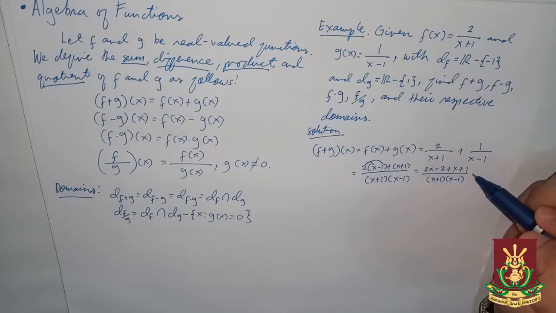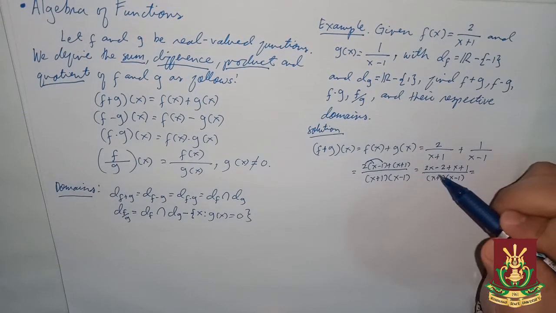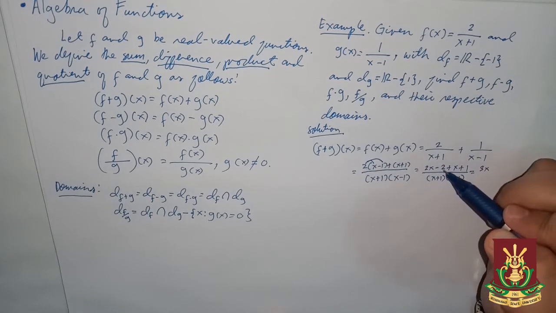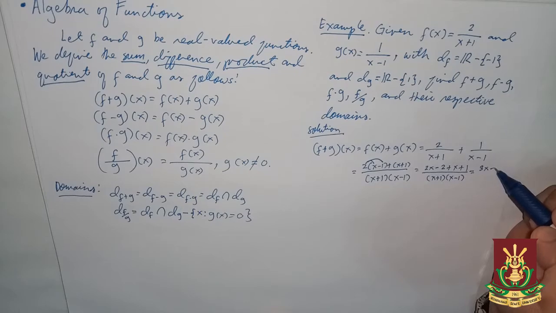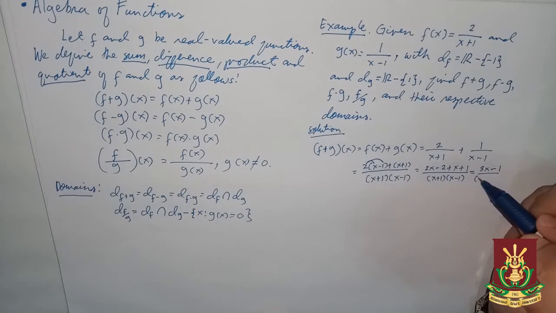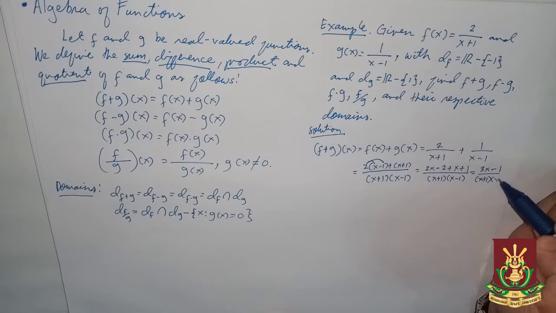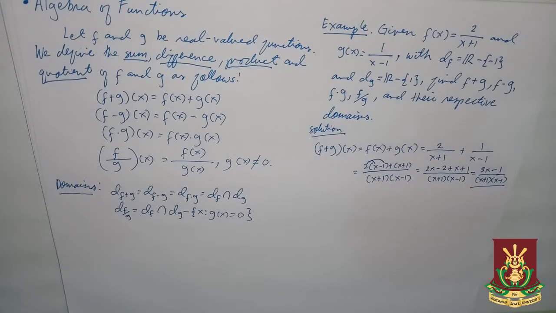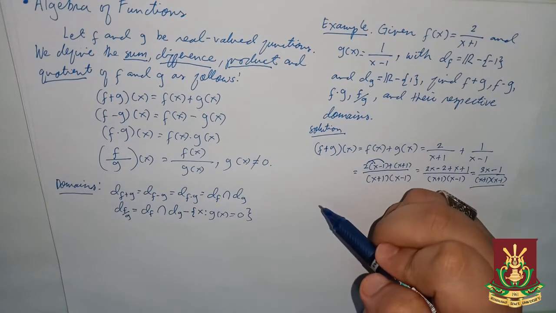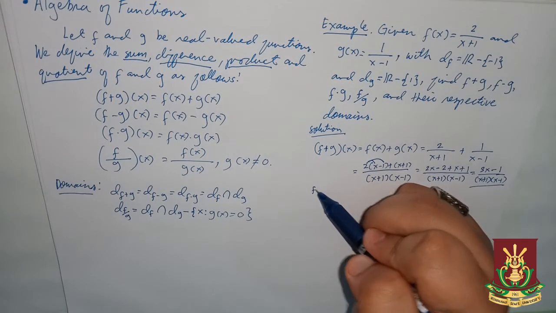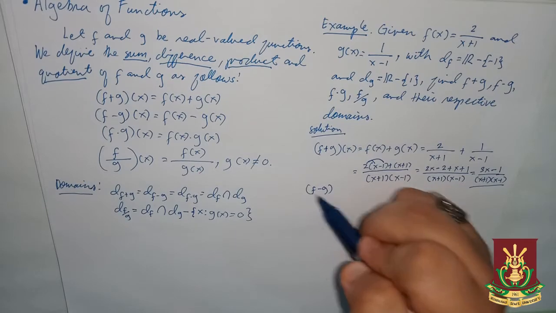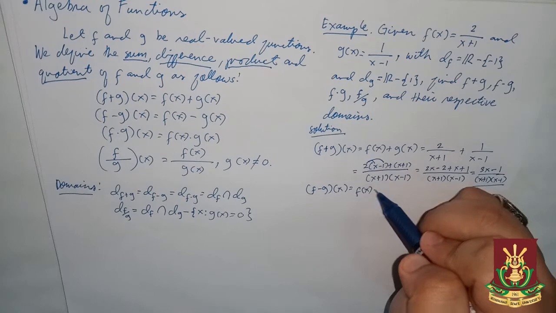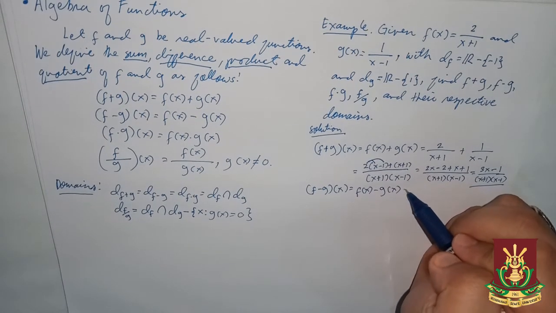Finally, we will have 2x plus x, which is 3x, -2 plus 1 equals -1, all over the quantity x plus 1 times the quantity x minus 1 as our answer. Okay? For the difference, we have f minus g of x equals f of x minus g of x.